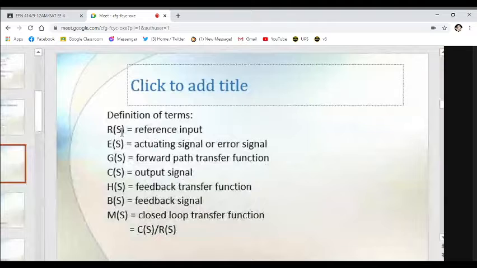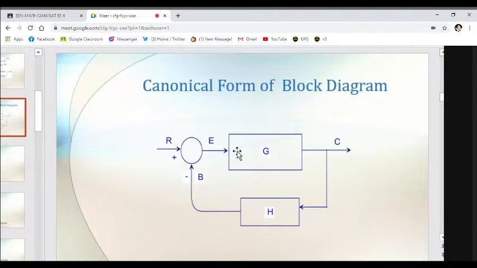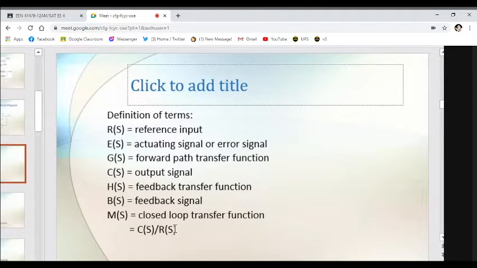Okay, so you have the R. Now, the S meaning they are already in your frequency domain, or that is in the Laplace transform, no? So R is the reference input, E, the error signal, G, forward path transfer function, C, that is the output signal, H, feedback transfer function, B, that is the feedback signal. So you have the error, the feedback signal, the output, and the two transfer functions, no? Okay. M is the closed loop transfer function.